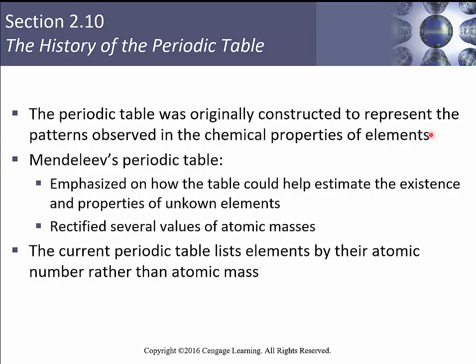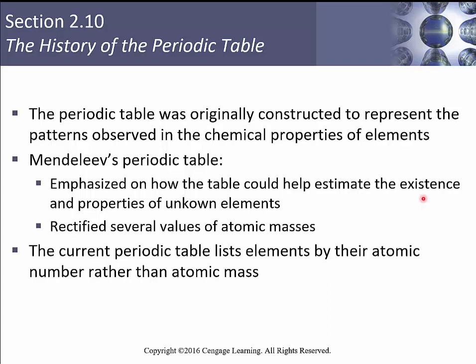Dalton actually started some of that when he started to list some of the elements based on the atomic mass. But it was Mendeleev's periodic table where he kind of noticed some of these trends and not just sorting them by mass. So it emphasized how the table could help estimate and predict the existence and properties of, at the time, unknown elements. And it rectified several values of the atomic masses. So Dalton had some a little bit wrong. Mendeleev fixed some of that, and he's like, okay, I'm starting to see some trends.